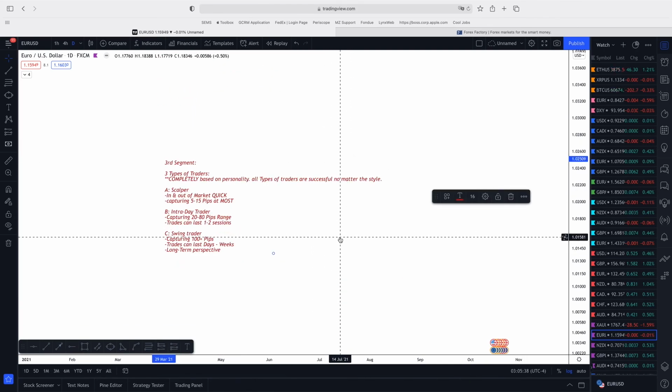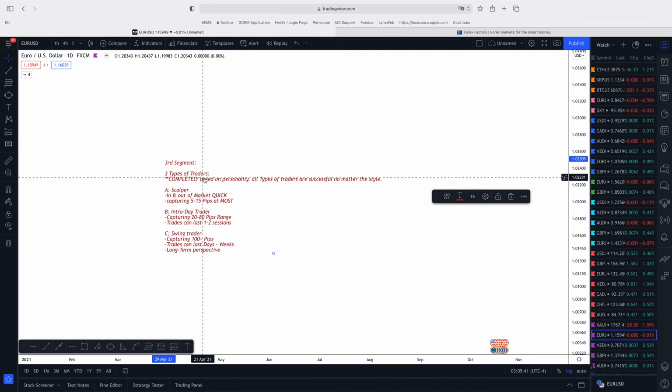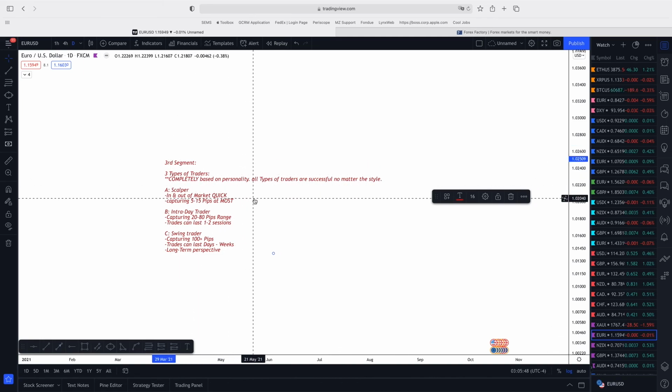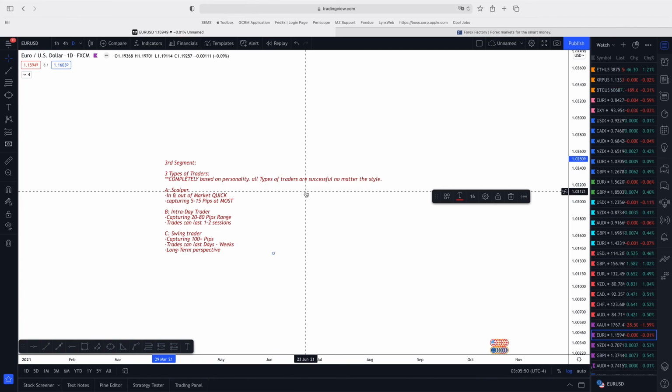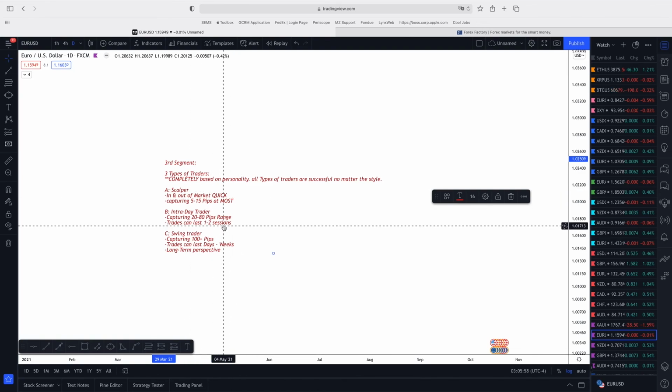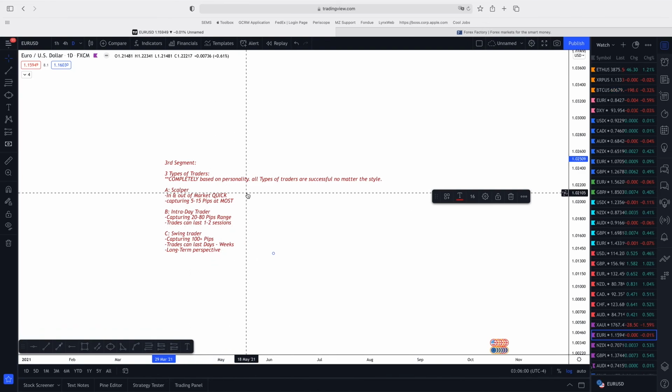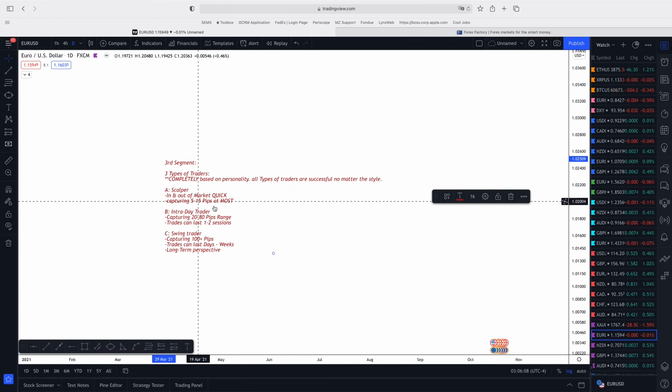Now, understand this, guys, that there are three different types of traders. These different types of traders are completely based on personality. All types of traders are successful no matter the style. So you don't have to fit in any one category because you feel like you have to. This is more so based on personality, and all three types have individuals in them that are massively successful. The very first type of trader is a scalper.